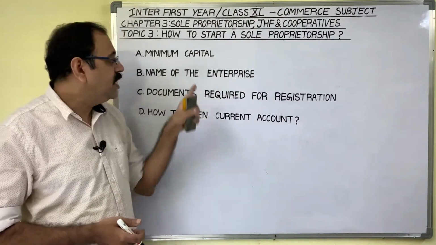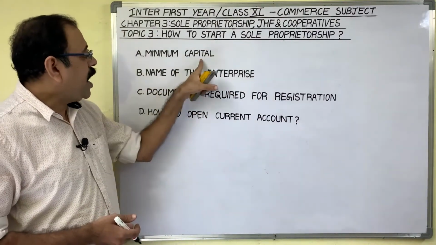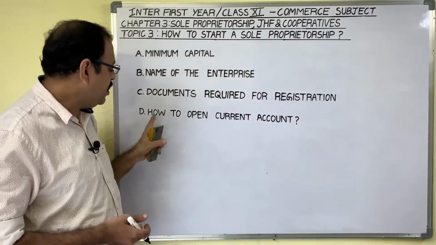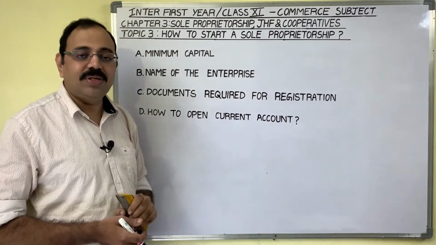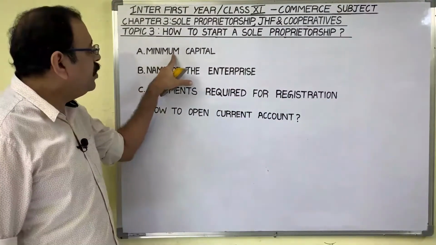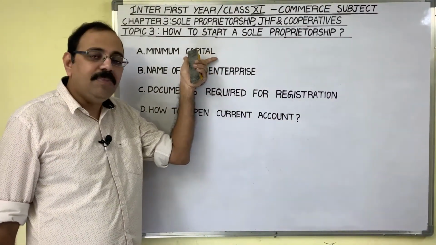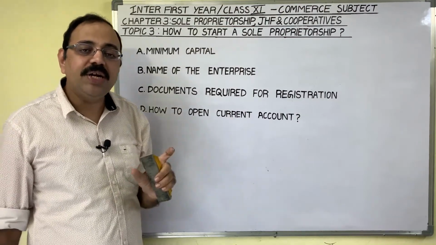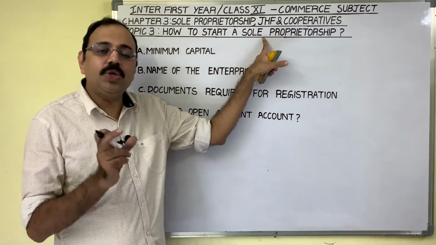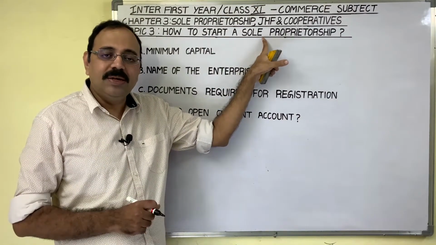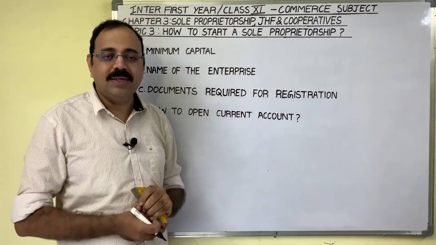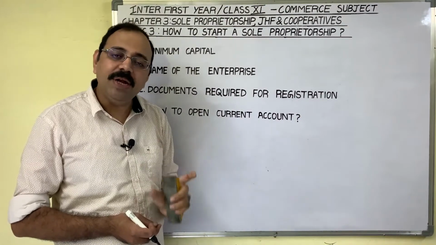This video covers these four topics: minimum capital, name of the enterprise, documents required for registration, and how to open a current account. Let us start with the first point, minimum capital. Capital means the amount which is required to start and run the business. In case of a sole proprietorship, there is no minimum capital requirement. Means a person can start the business with whatever amount he has. So it can be started with a limited amount.